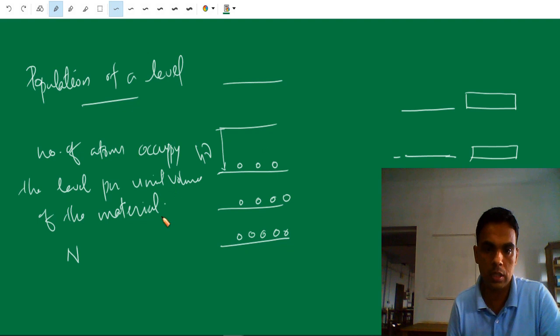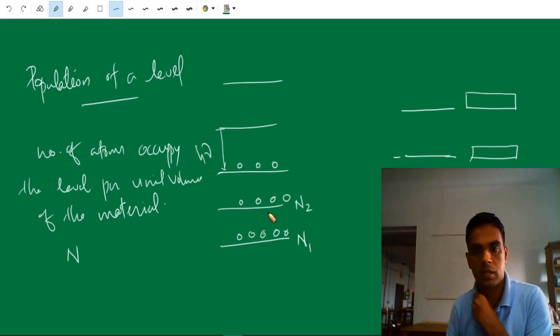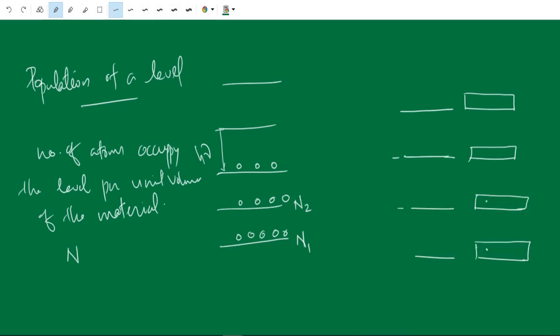So if this is the first level, then the number of atoms per unit volume is N1. Here the number of atoms per unit volume is N2, that occupy the second energy level, like that. Now, for laser action to occur, light has to interact with these atoms. The interaction of light with the atoms can be explained by the quantum theory of radiation.